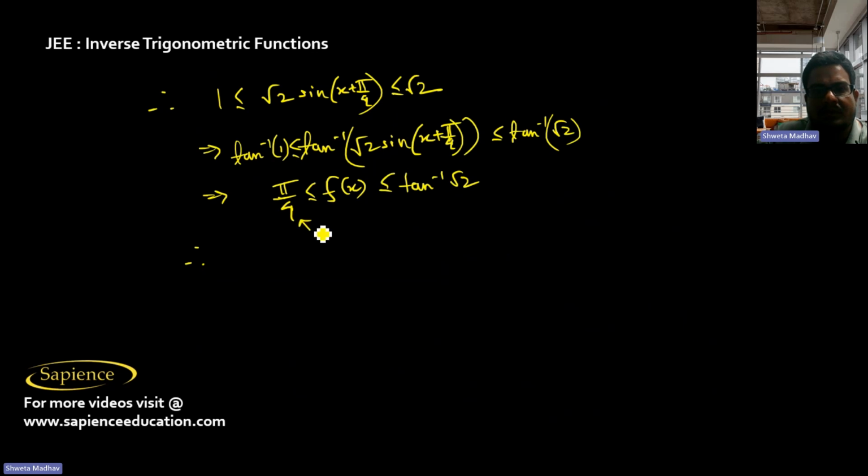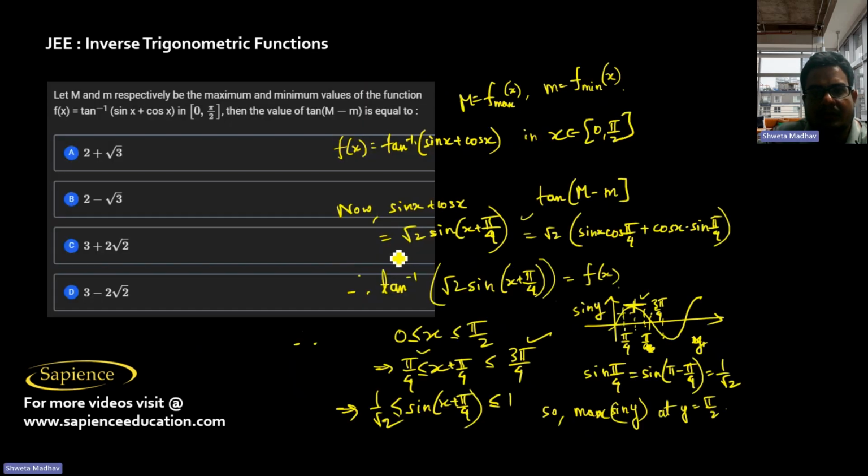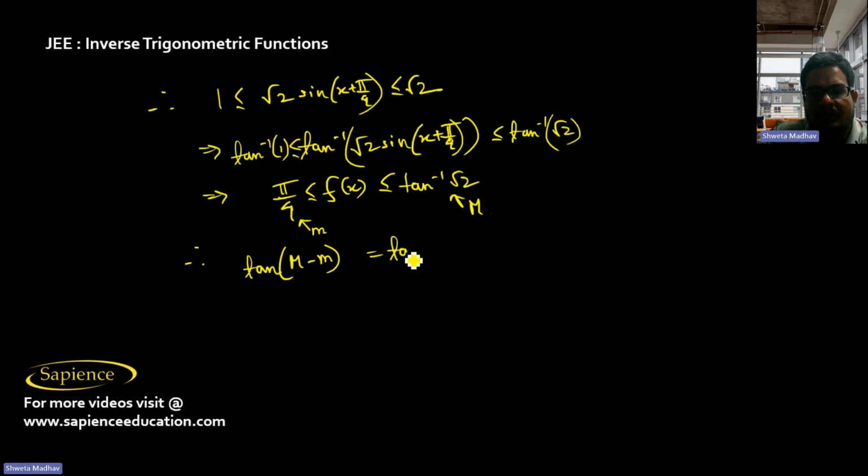So this one is small m, this one is capital M. So therefore, tan of capital M minus small m is what we have to find out. So this is tan of tan inverse of root 2 minus pi by 4. So that will be tan of, as we can say, obviously this is tan inverse of root 2 minus tan inverse of 1.